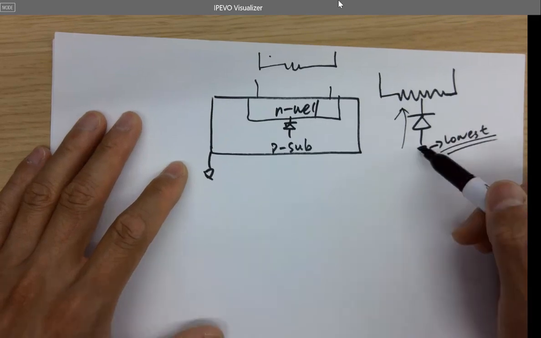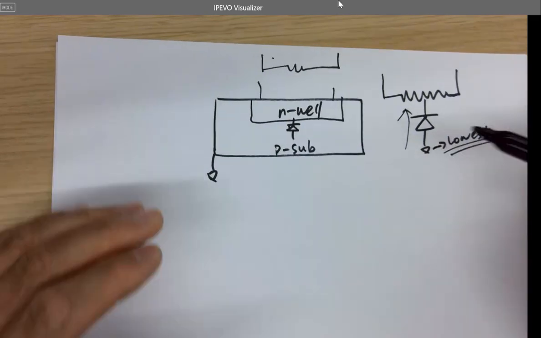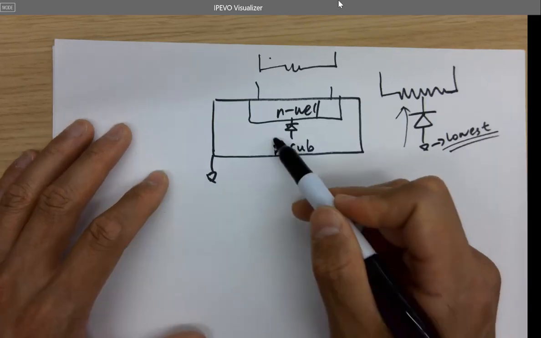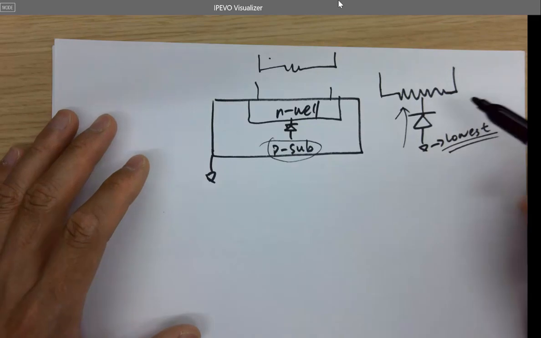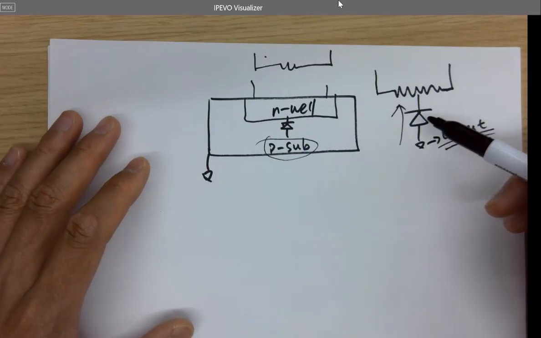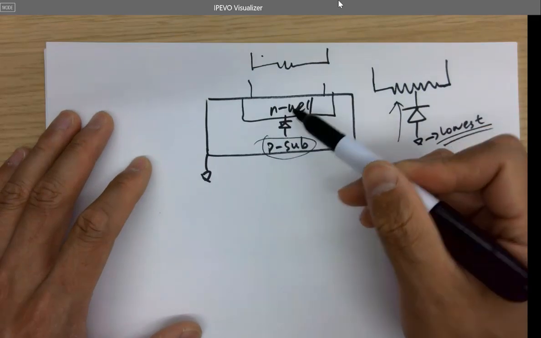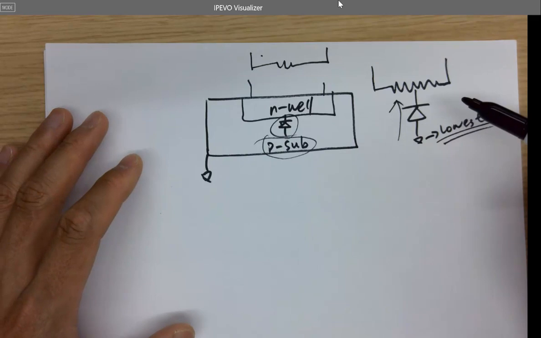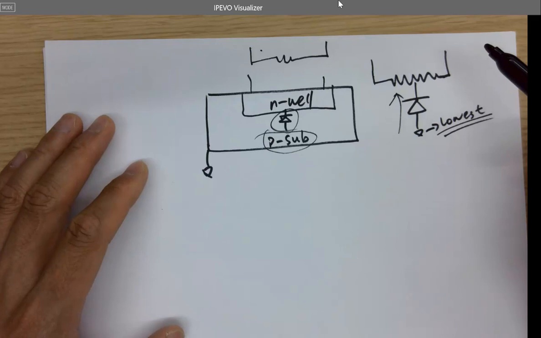Why we have to short the P-sub to the lowest potential in the circuit: because there will be some parasitic diodes embedded in the circuit, right? Whenever the P terminal of the diode is not the lowest, there's a possibility that there will be current leaking into the circuit. Okay, you want to reverse bias the parasitic diode all the time by shorting the P-sub to the lowest potential in the circuit. Okay?